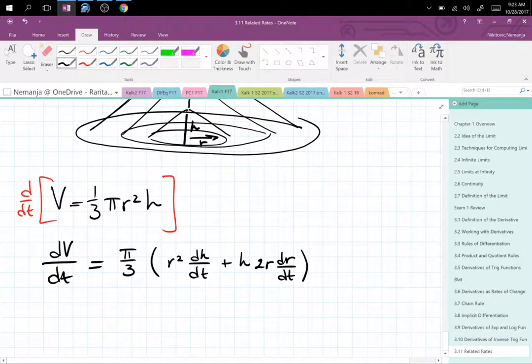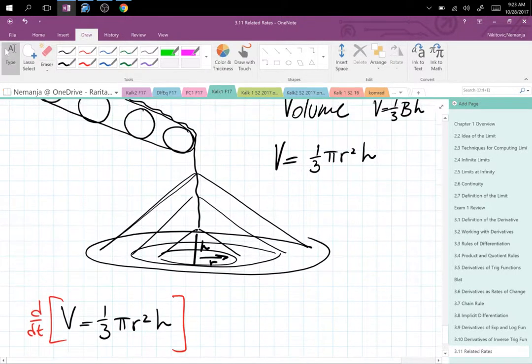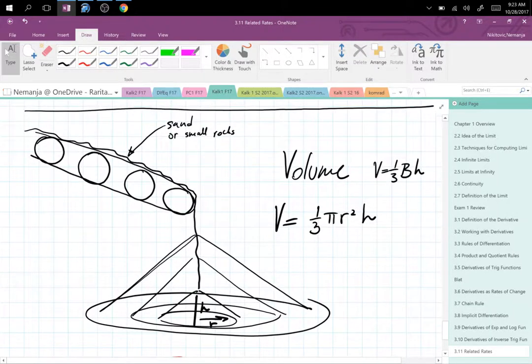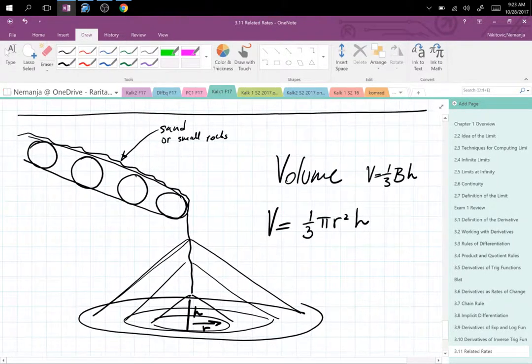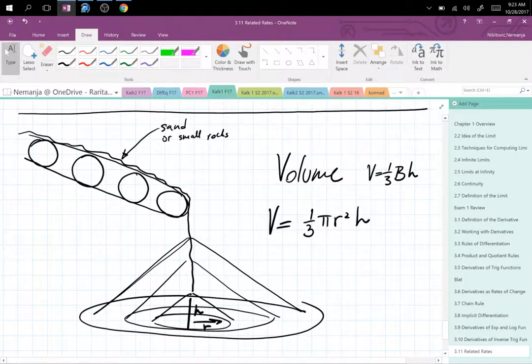Now, the rate of change of volume in time. That means how fast you are piling up the sand. From an engineering point of view, it's a very important question, because you want to shut off this conveyor belt before the sand starts piling up on top of it and breaks it. It's extremely expensive to fix those kinds of things. So there has to be a shut-off mechanism.